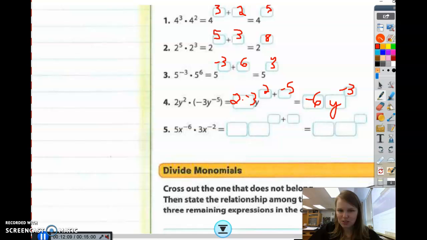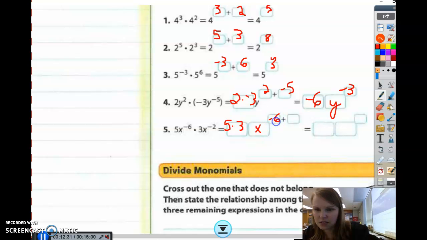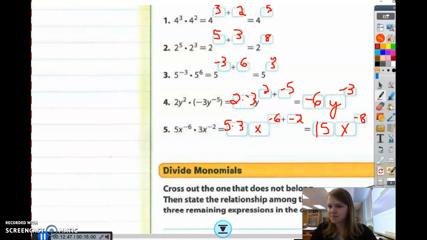Okay, so the next one here, got a lot going on. 5x to the negative 6, 3x to the negative 2nd. Let's write it all out. So in this first box, let's put the coefficients. So we're going to do 5 times 3x. We've got negative 6 and negative 2. So 5 times 3 is 15, right? x. What's negative 6 plus negative 2? Isn't that negative 8? Alright.